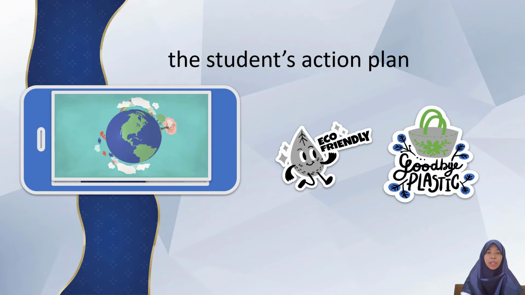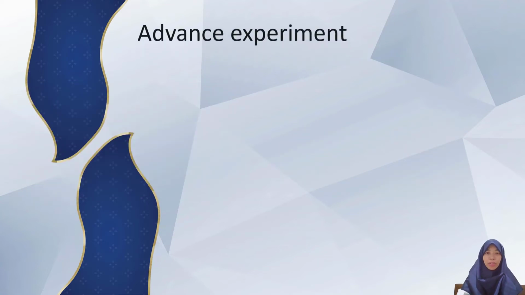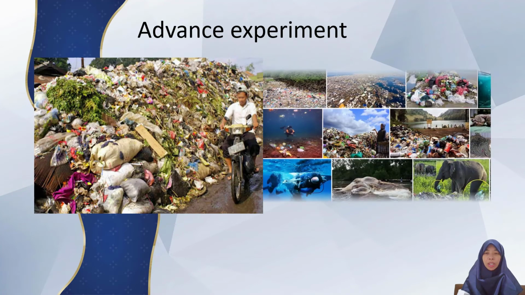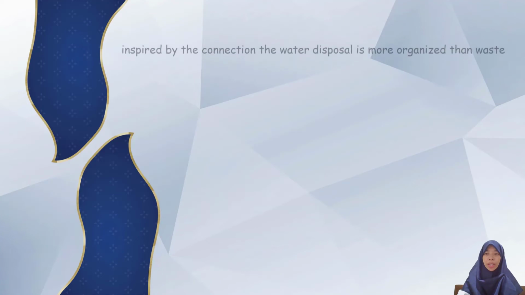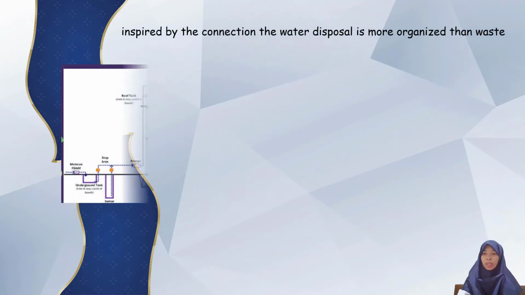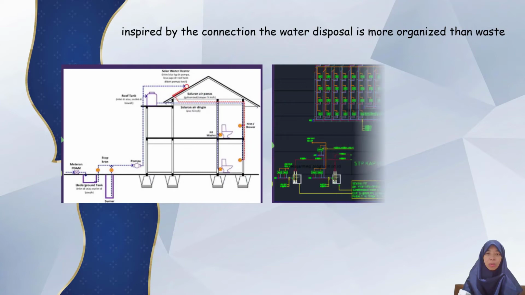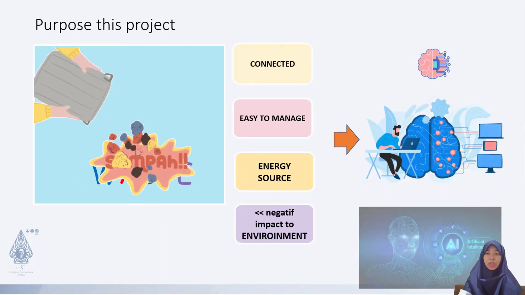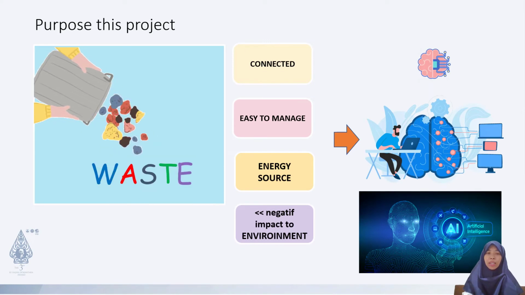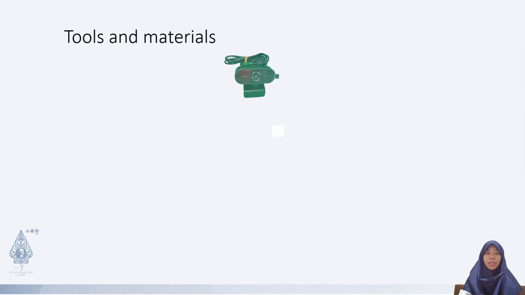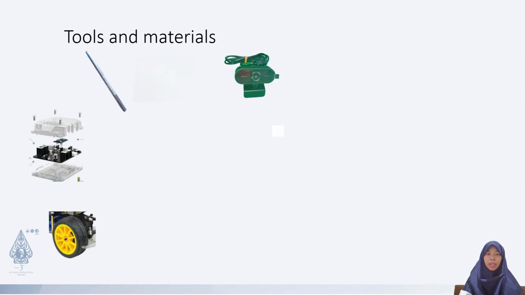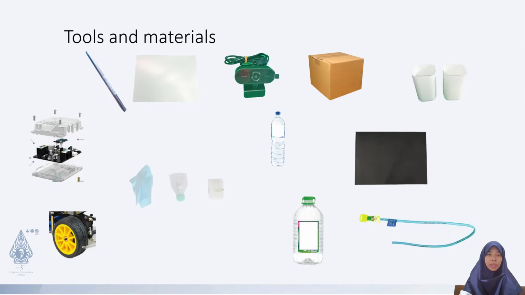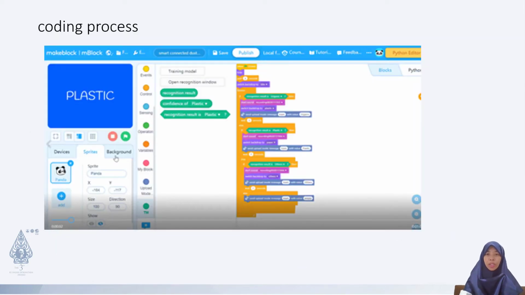We call it the advanced experiment. Inspired by the connection that water disposal is more organized than waste, students will make a connected smart dustbin. So waste will be connected and managed as an energy source, reducing negative impact on the environment. The tools and materials needed are camera, wheel, paper, trash can, a gallon, and waste, and a block and micro:bit. This is for the coding process.